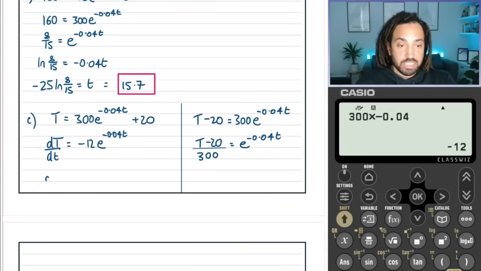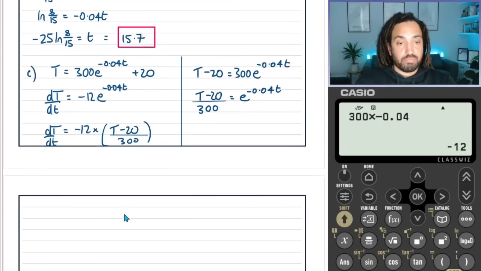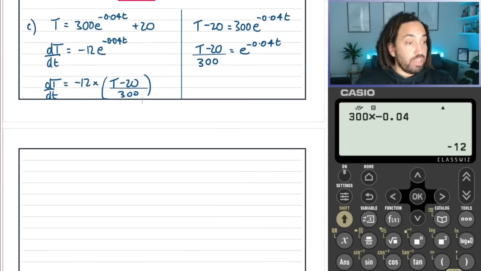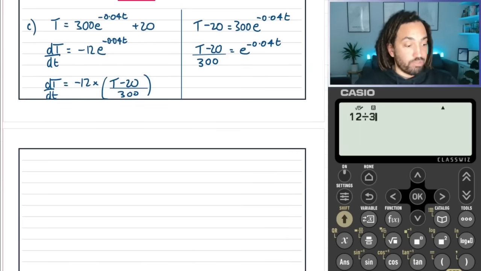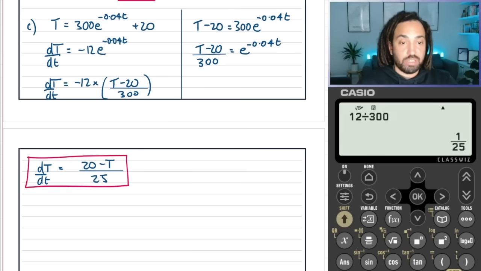Okay, now that can go into here. So we can say that dT by dt is equal to minus 12 multiplied by this thing here, which is T minus 20 over 300. Okay, great. And now if we do 12 divided by 300, we get 1 over 25. Great. So we know it's going to be over 25. And then the negative here is going to multiply into here, and it's just going to switch them round. So it's going to be 20 minus T because of the negative. Perfect. And that is our final answer.